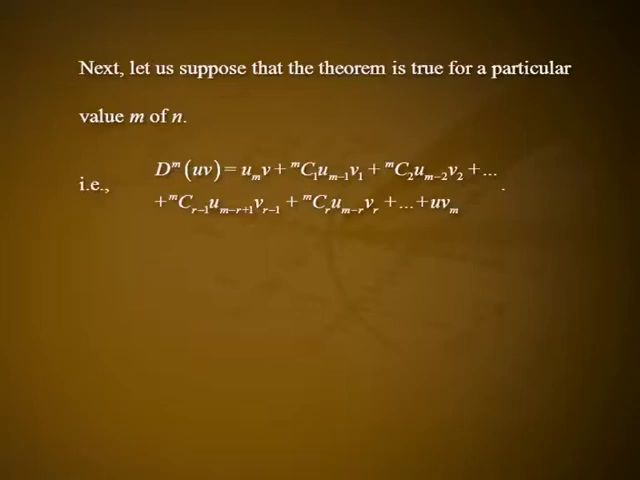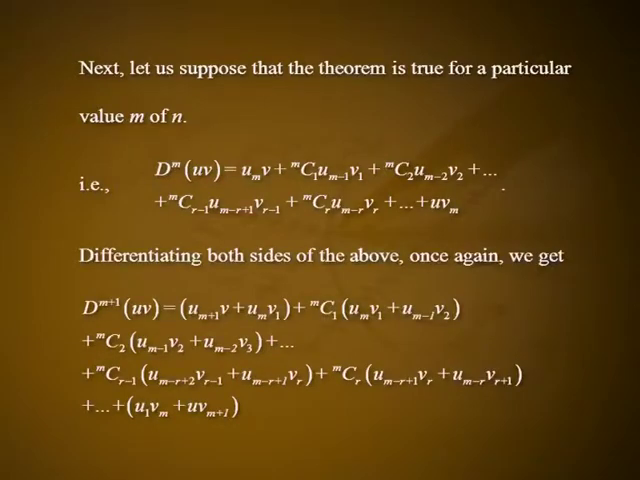plus mC_{r-1} u_{m-r+1} v_{r-1} plus mC_r u_{m-r} v_r plus etc. plus u v_m. Differentiating both sides of the above once again, we get the (m+1)th derivative d^{m+1} of u v is equal to u_{m+1} v plus u_m v_1 plus mC1 into u_m v_1 plus u_{m-1} v_2 plus mC2 into u_{m-1} v_2 plus u_{m-2} v_3 plus etc. plus mC_{r-1} into u_{m-r+2} v_{r-1} plus u_{m-r+1} v_r plus mC_r into u_{m-r+1} v_r plus u_{m-r} v_{r+1} plus etc.